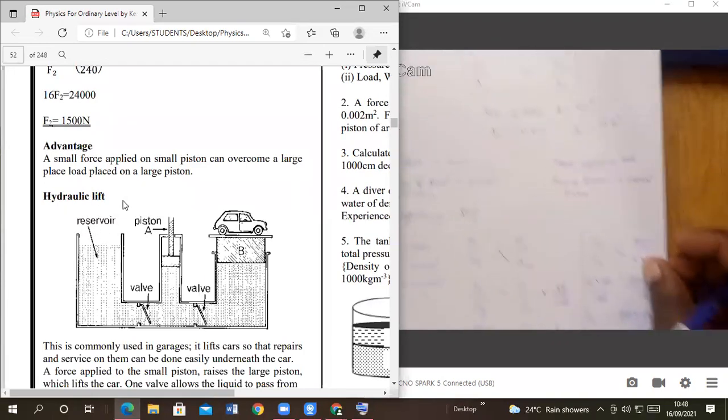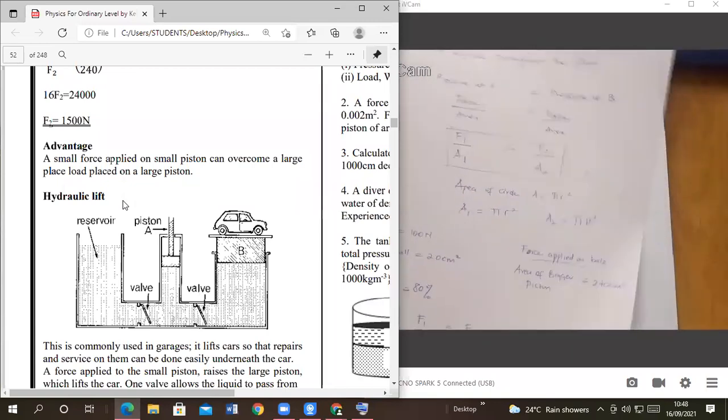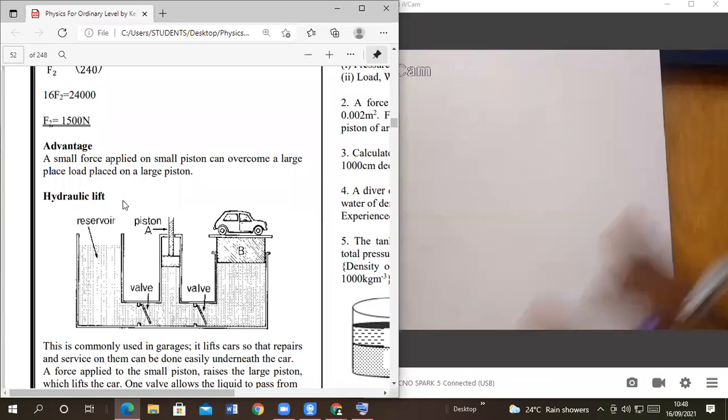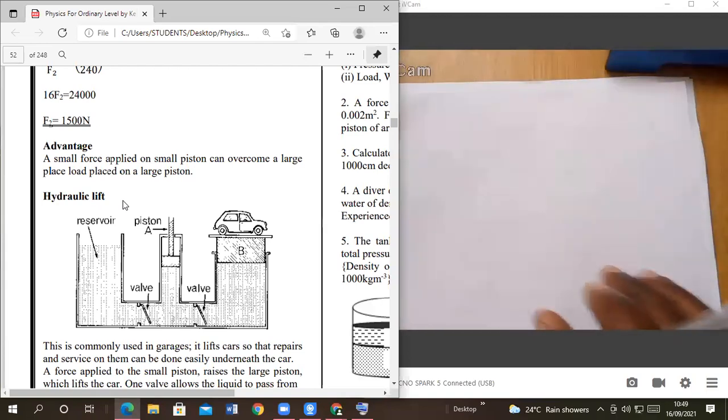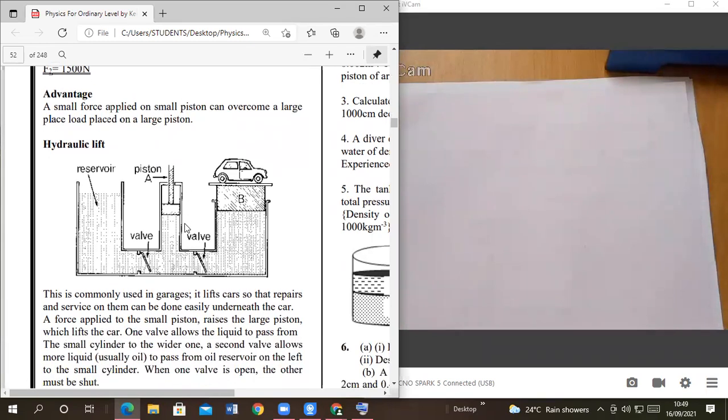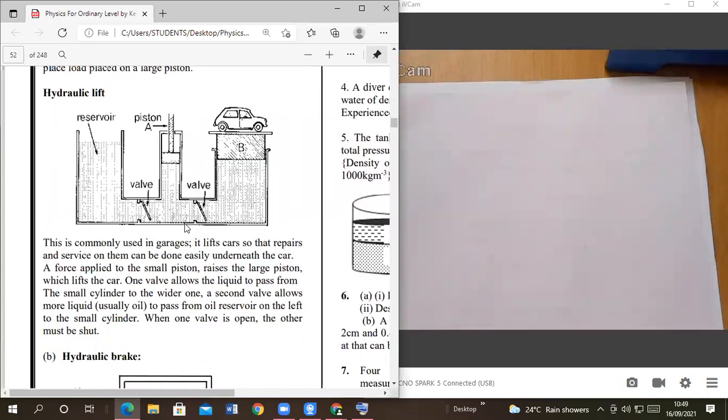If you don't know other applications of Pascal's principle, then I think you can add another one, which is the hydraulic lift, which is used to lift up cars, especially when they are being worked on in garages. They are saying that this is commonly used in garages, and it lifts cars so that repairs and service can be done easily underneath the car.